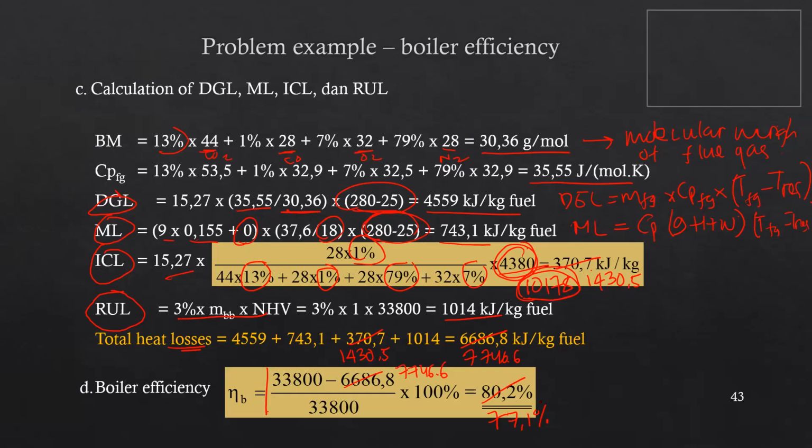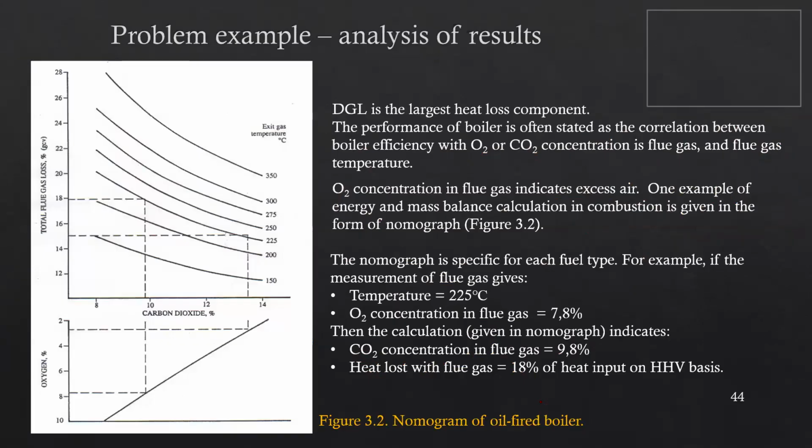Okay, so if there are no questions, I will continue with another problem example. This problem is based on getting the data from the nomogram. This is one example of a nomogram of oil fire boilers, figure 3.2. The dry gas losses are commonly attributed as the largest heat loss component compared with other losses, the DGL.